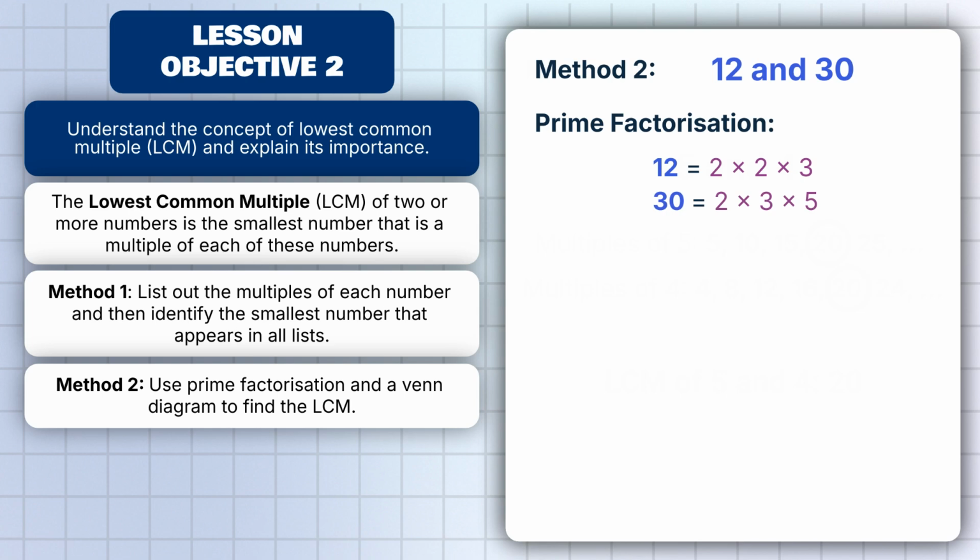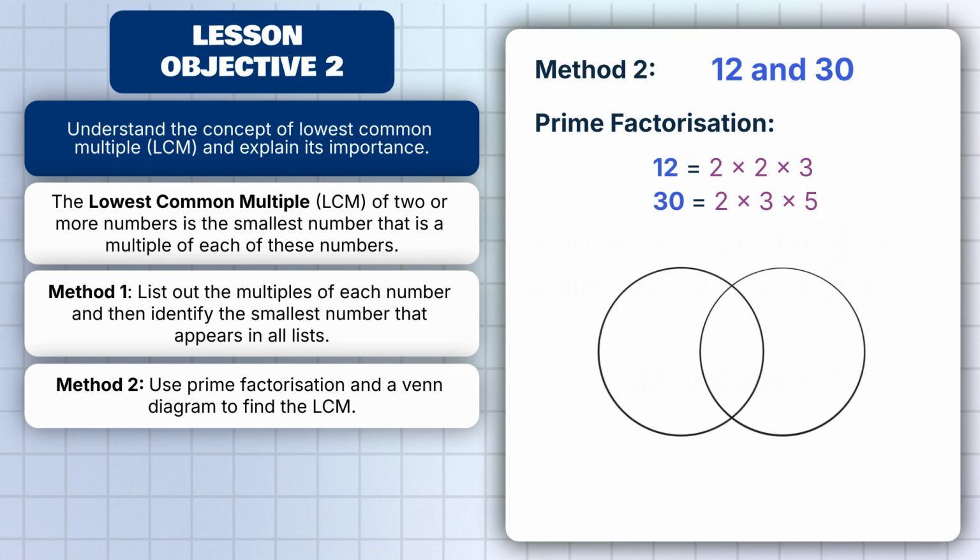To calculate the LCM, we next need to use a Venn diagram. Draw two overlapping circles and label one circle with the prime factors of 12 and the other with the prime factors of 30. In the overlapping section, include the common prime factors. Finally, to find the LCM, multiply each circled number only once. Multiply all the prime factors in both circles, 2 times 2 times 3 times 5. Calculate the product, which is 60.